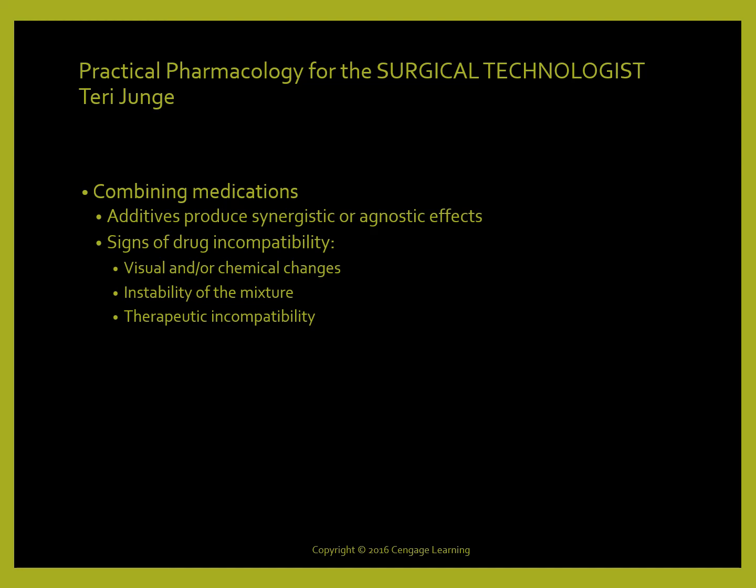There could also be chemical changes that are not visible. So the quality or the potency of the drug could be degraded. And then this could make the medication toxic for the patient. Instability is another example of a sign of incompatibility, which means that the stability of the mixture can be influenced over time. Exposure to light, temperature variations can also contribute to that. And then therapeutic incompatibility.